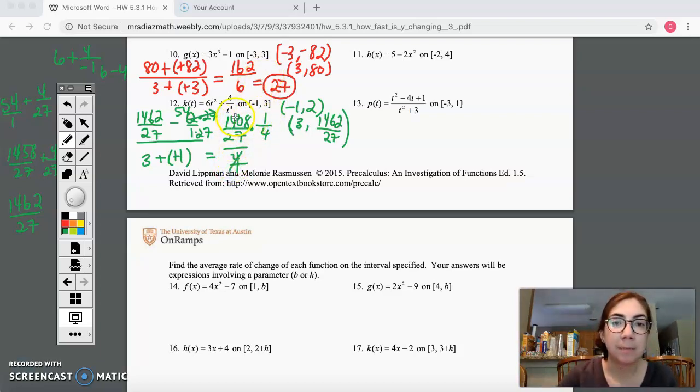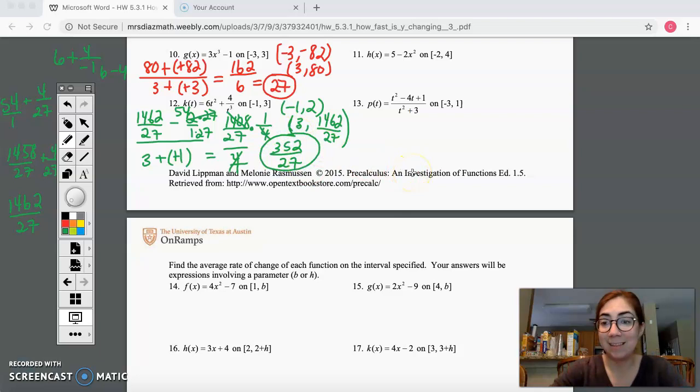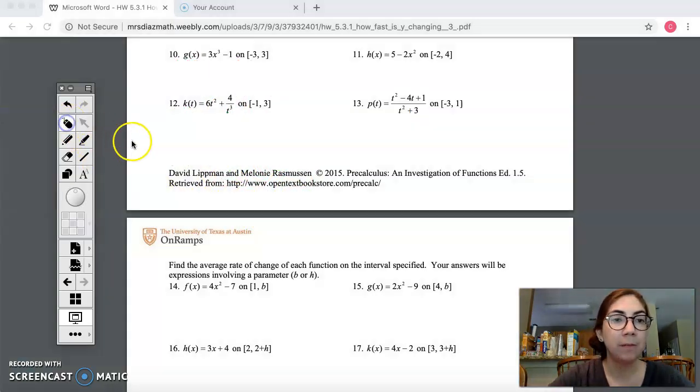And I'm going to simplify 1408 divided by 4. That's going to be 352 over 27. And that's as far as we can go on that problem, I believe, because I don't think that's going to simplify anymore. Divided by 3. Nope. That's as far as we can go. Okay, let's keep moving. That one is not a very pretty answer, but let's keep moving.